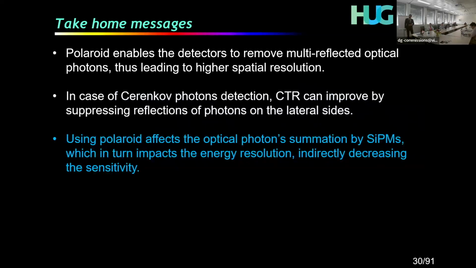So based on this study, we understand Polaroid enabled the detector to remove multi-reflected optical photons, leading to higher spatial resolution. And in the case of Cherenkov photon detection, the CTR can improve by suppressing the reflection of the optical photons on the lateral side. And using Polaroid affects the optical photon summation, of course, and because of that, it impacts our energy resolution and directly decreases the sensitivity.